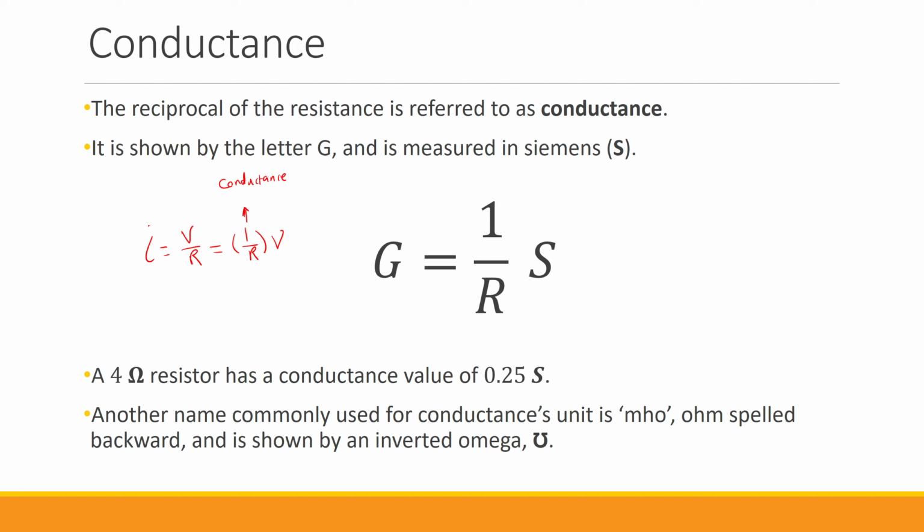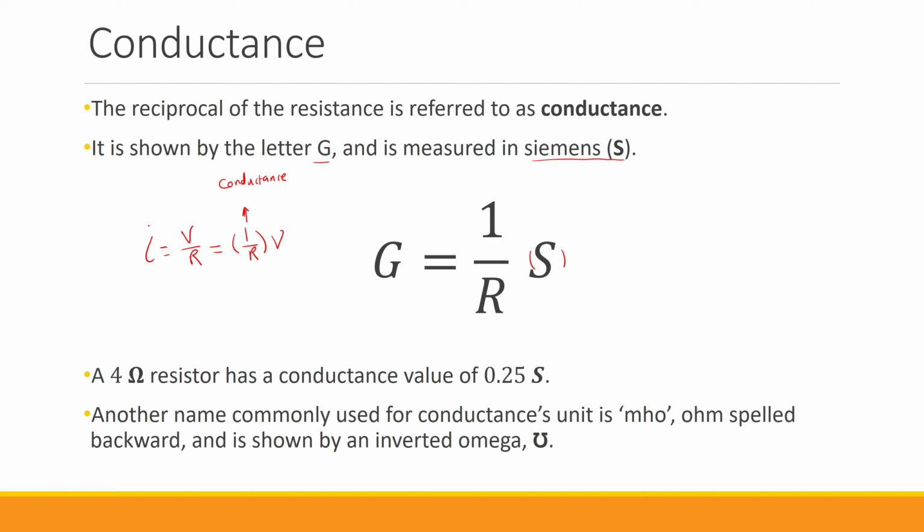If you have high resistance, that means you have low conductance. If you have low resistance, that means you have high conductance. So the relationship between conductance and resistance is complete opposite. So the conductance is shown with letter G and is measured in Siemens, which is shown with S here. So G equals 1 over R and the unit is S, which represents Siemens.